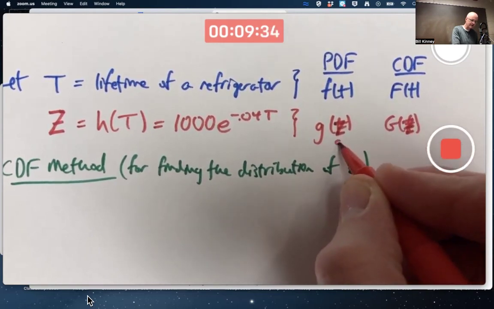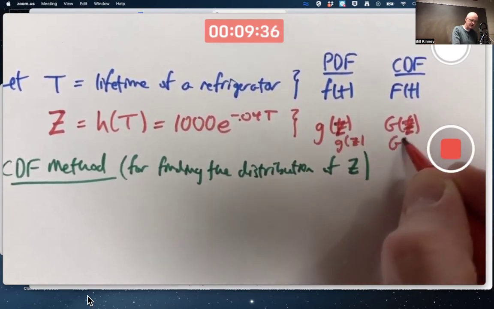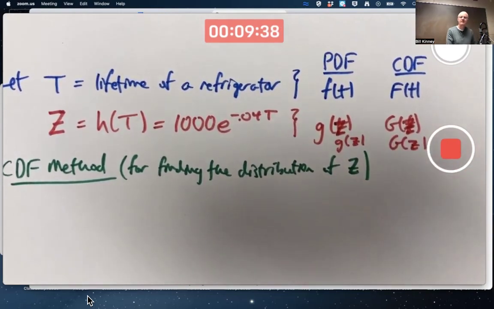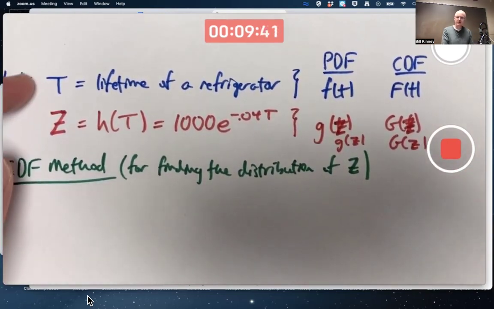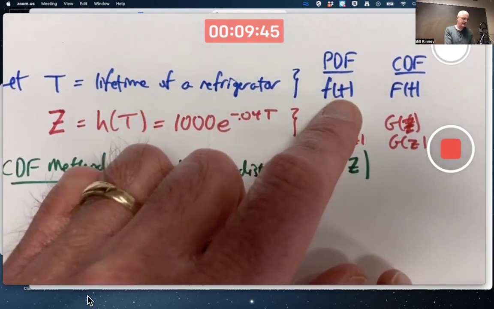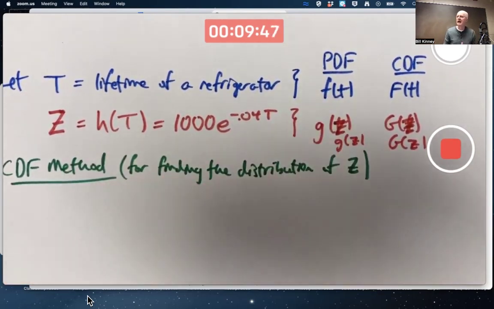So this is little g of z and capital G of z. Notice these letters over here are capital letters. The variable names, the T and the z over here, are lowercase letters. It's important conceptually to keep those distinct.